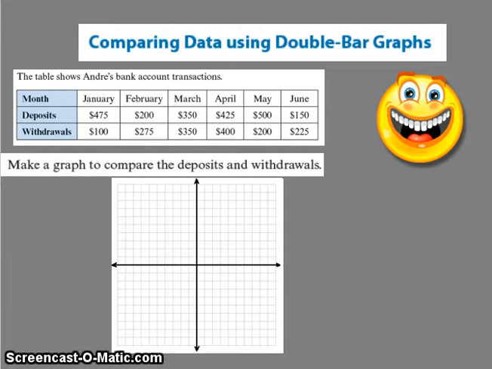And here's another example. We're going to compare data using double bar graphs. So we have a table here and it shows Andre's bank account transactions. We want to make a graph to compare the deposits and withdrawals. Now the reason that we're using double bar graphs here is because we have two different sets of data and we want to compare them. Not compare how two different sets of data change over time, but simply compare their amounts. So we're going to make a graph to compare these deposits and withdrawals.